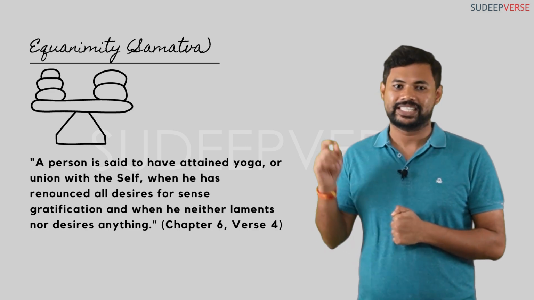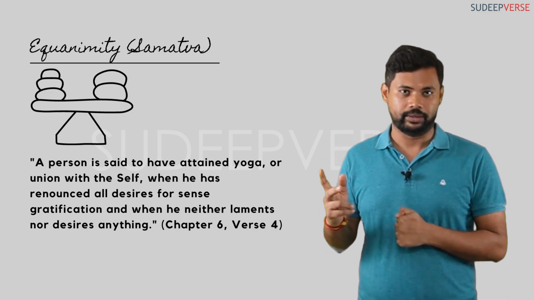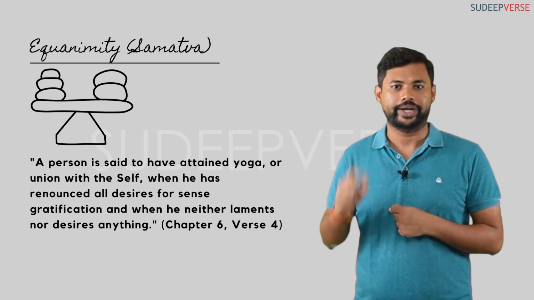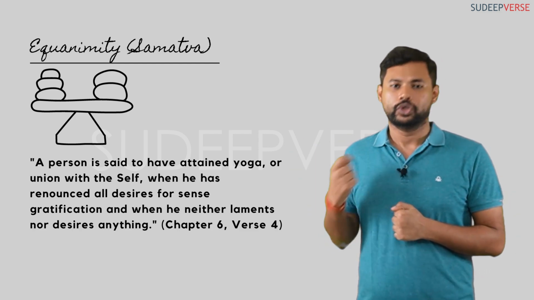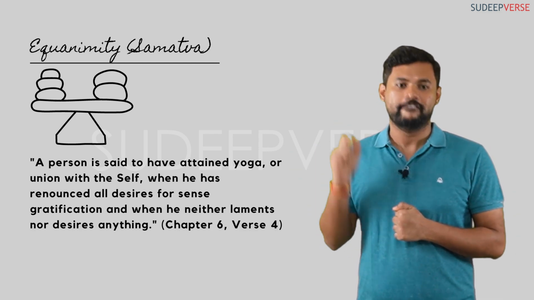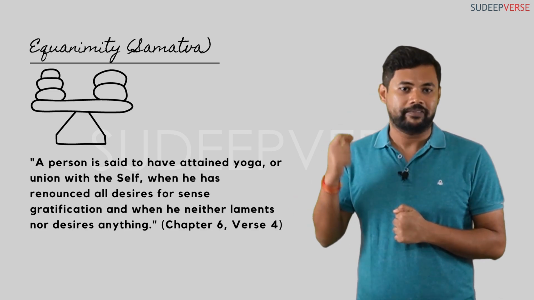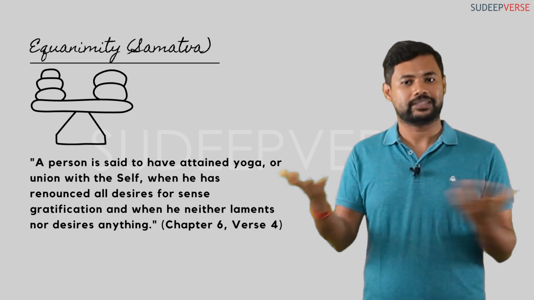A person is said to have attained yoga or union. Yoga means union. Okay, the synonym of yoga means union. Alright, a person is said to have attained yoga or union with the self when he has renounced all desires for sense gratification and when he neither laments nor desires anything.